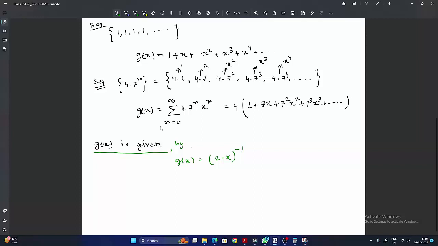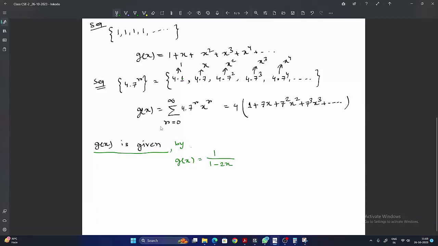Suppose it is the formula 2 minus x to the power minus 1. So how can you solve it? Since it is 2 minus x to the power minus 1, or simply, if I take a very simple problem, suppose 1 minus 2x to the power minus 1, or in general this expression looks like 1 by 1 minus 2x. That is the general expression.